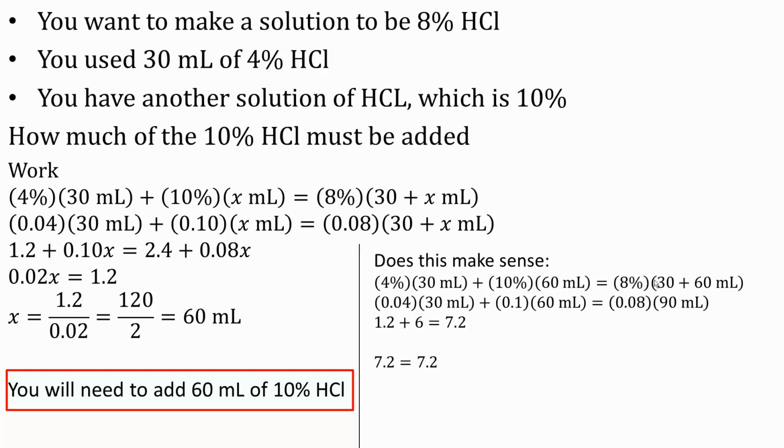I want to verify that the left-hand side and the right-hand side are equal. So 0.04 times 30 is 1.2, 0.1 times 60 is 6, and 0.08 times 90 is 7.2. 1.2 plus 6 is 7.2, which is equal to 7.2. And so it is correct. And that's all we need to do for these types of problems.